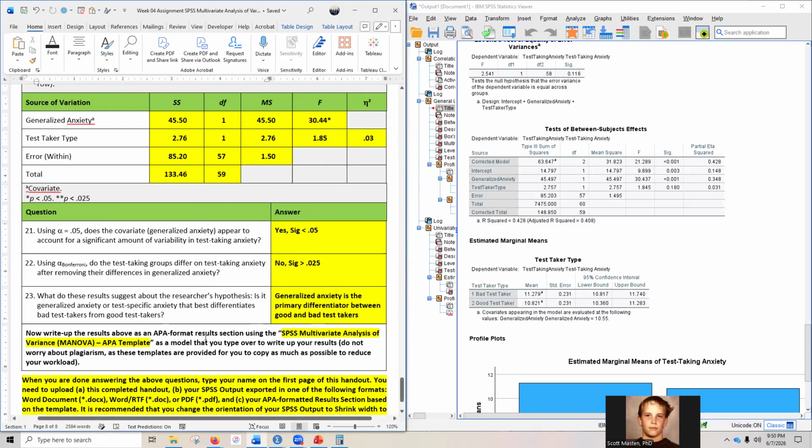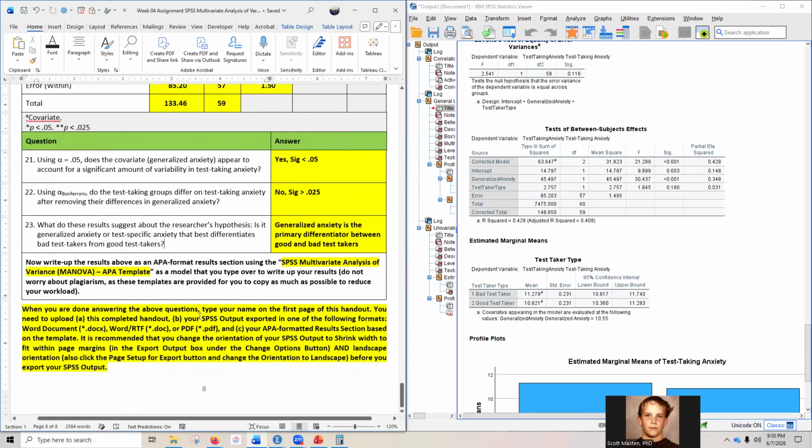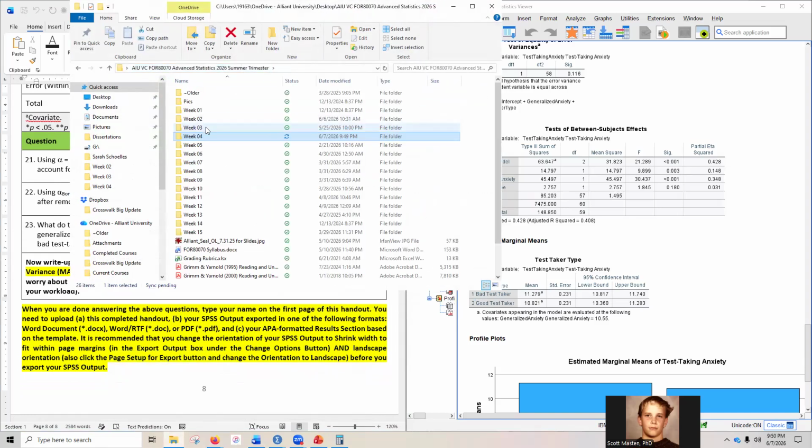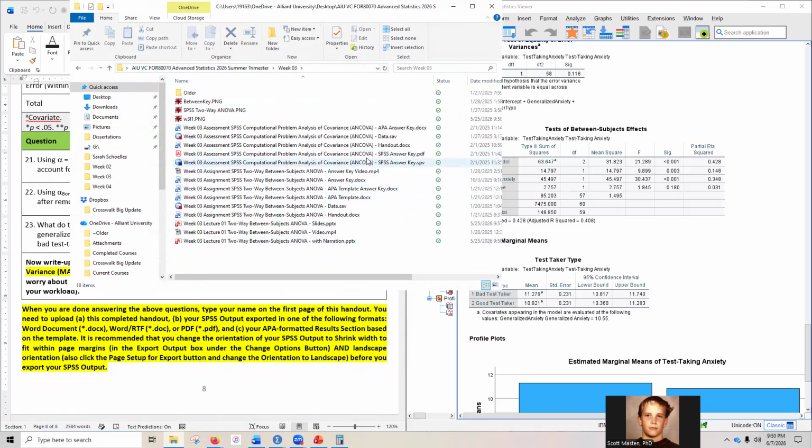So go ahead and write your stuff up, and that's it for MANOVA. Actually, I take that back. One more thing. On the write-up, the APA template for ANCOVA, just going back a week, people ask this. So I figure since I got your attention, let me help out. Let me get you guys the template for ANCOVA.